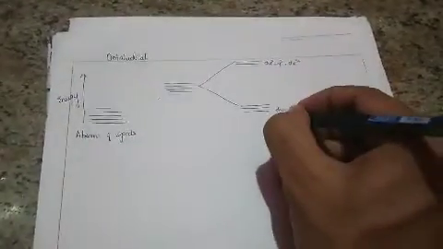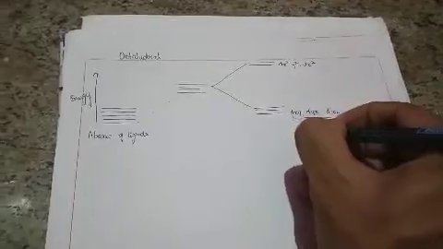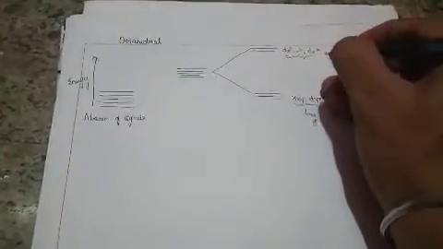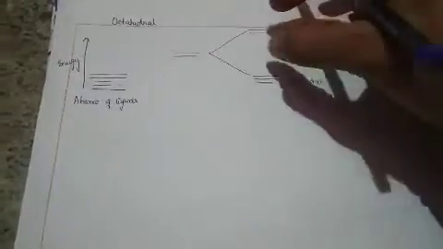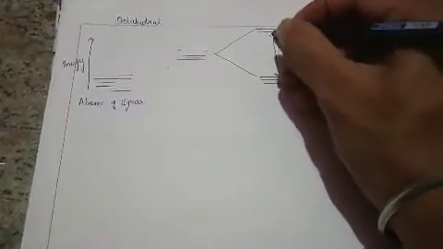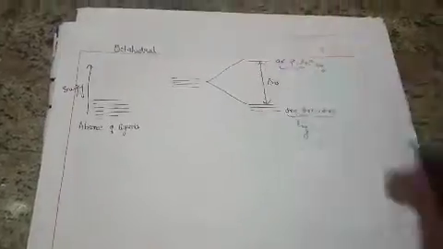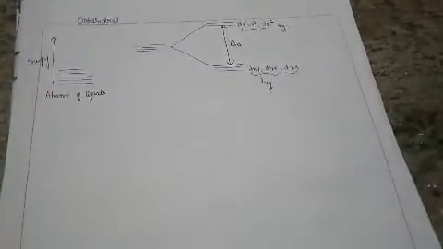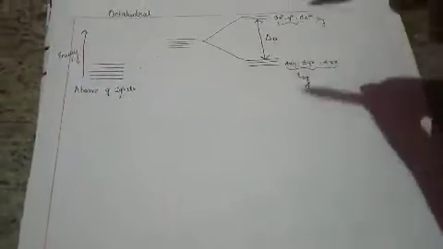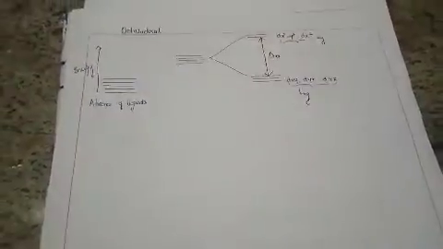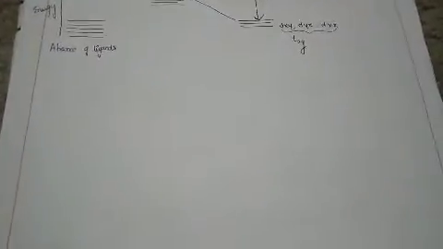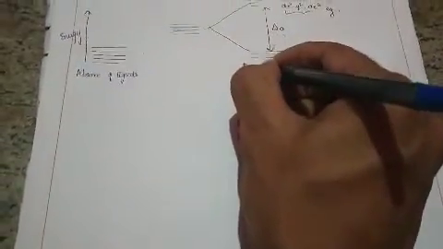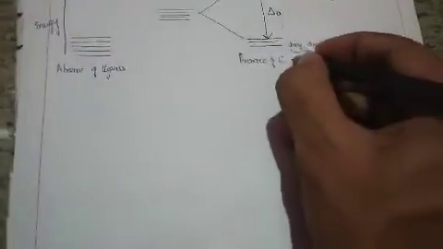So in octahedral, these 3 orbitals are called T2g, and these 2 are called Eg. Whatever the magnitude of this splitting is, that is represented by delta naught, which is called crystal field splitting. We can define crystal field splitting as the splitting of the 5 degenerate orbitals into 2 sets of orbitals in the presence of ligands. So whatever splitting we observe is mainly in the presence of ligands.